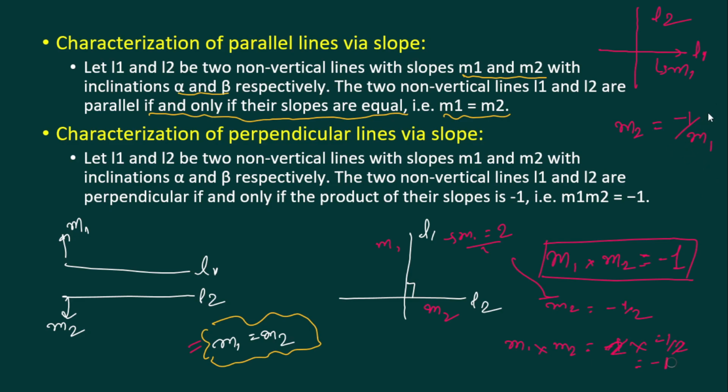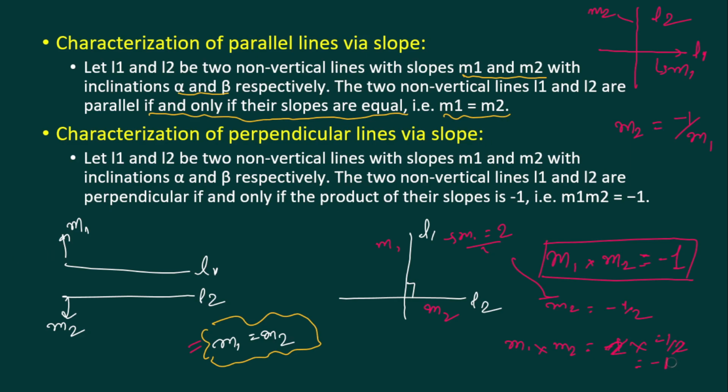So basically what we did was take the reciprocal of m1 and multiply it by a negative, and you will get the slope of this line. So by these two conditions you can find the line respective to their condition.